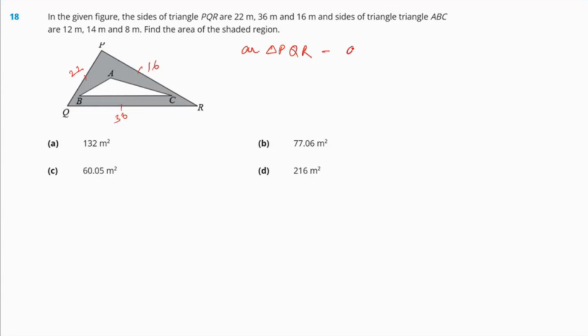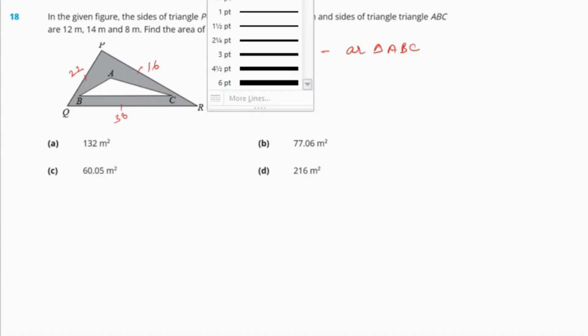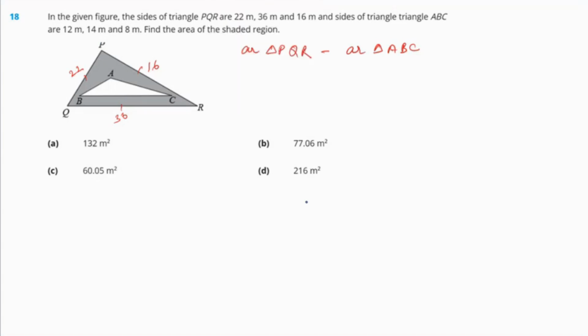Then we can subtract the area of triangle ABC from this. Okay, so if we need to figure out the area of triangle PQR, we can go with Heron's formula. So for triangle PQR, first we need to figure out S, that needs to be (22 + 36 + 16) / 2. We need to add all of them together. We will be getting 74. So 74 by 2 we need to do. We are going to get 37.